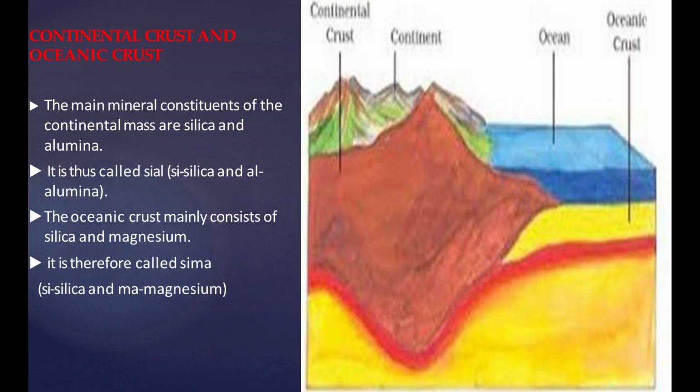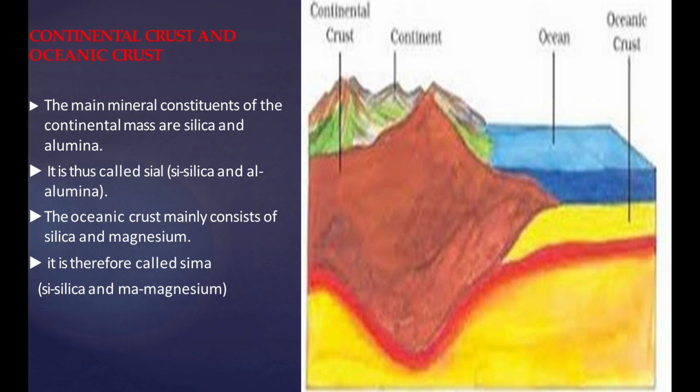Dear students, crust has two main parts: continental crust and oceanic crust. We can see this in the picture also. Continental crust has an average thickness of about 35 kilometers but can extend as far as 70 kilometers beneath the mountains. The continental crust is also known as SiAl. It is derived from the first two letters of the elements silicon, Si, and alumina, Al, found in this layer.